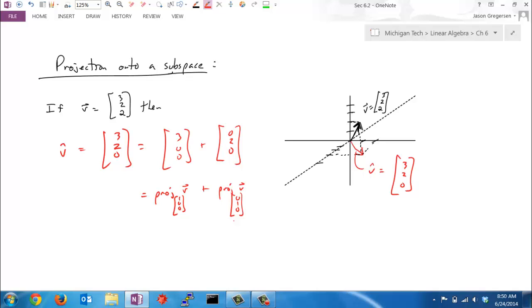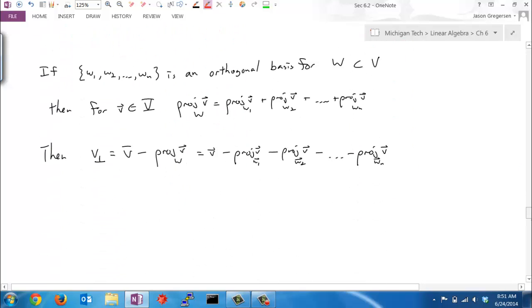So that's how I get this thing. And now how do I find this vector, which is another vector that I might want? Well, it's the same thing as before. It's just v minus the projection. It's kind of the same extension. I have to be a little bit careful here. Here's the definitions.